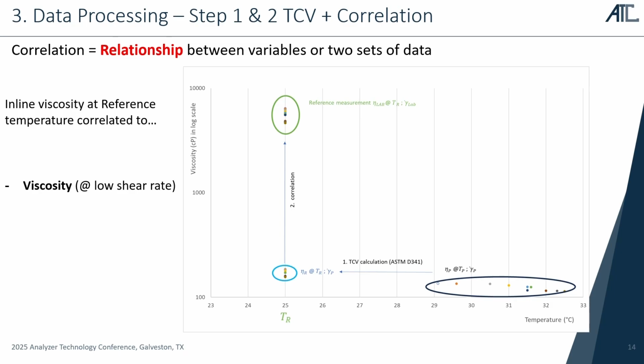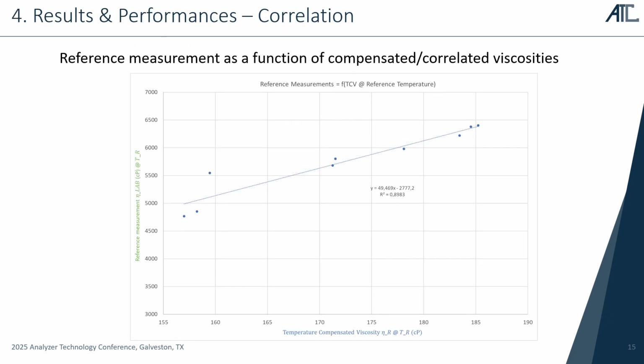We can see on this graph, bottom right, the TCV calculation step, and now we will work on the correlation, comparing this TCV calculation at a reference temperature to the measurement made in a lab, under lab conditions. Based on the lab and compensated viscosities, we've gotten this correlation that we can see on the slide. Using a linear trend, we obtain a rather good correlation. The R square is equal to 0.9, which means there is low dispersion.